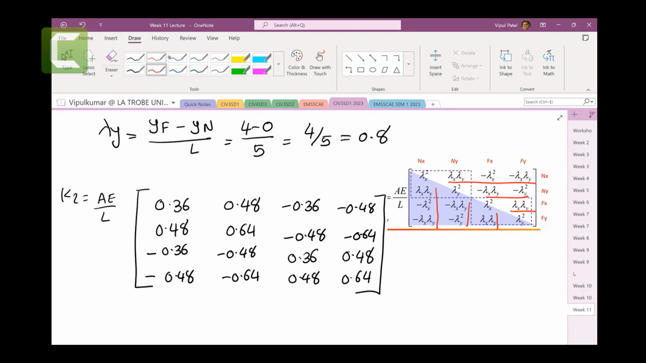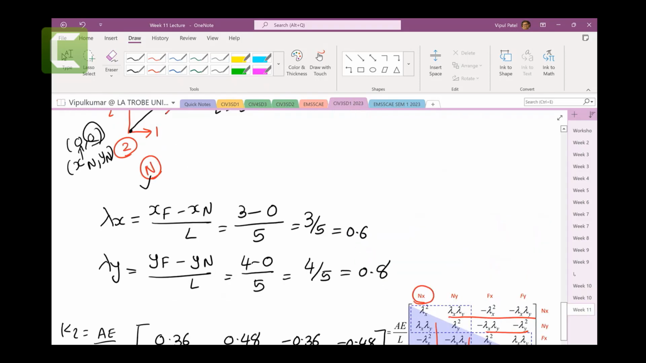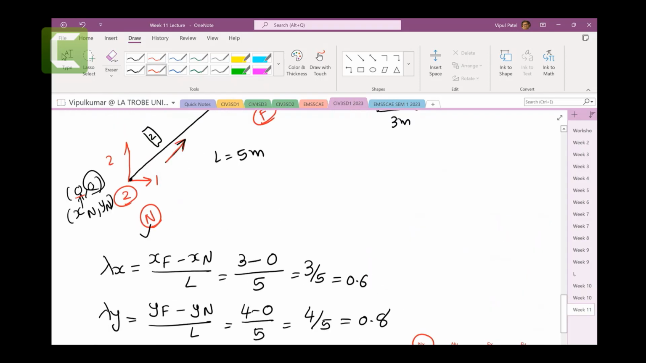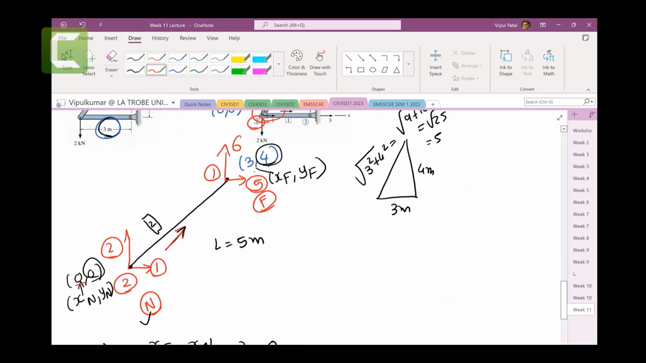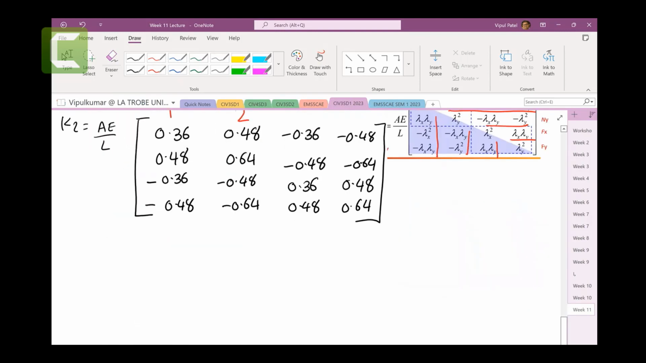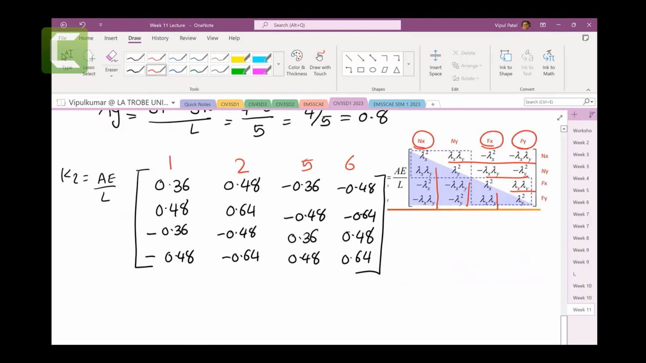Then we put this near node of x. Near node of x is 0. Near node of x is 1 and 2, degrees of freedom 1 and 2. Far node of x, far node of y, numbers 5 and 6. So that is 1, 2, 5 and 6. And the length is now 5 meters. So here we have 5.